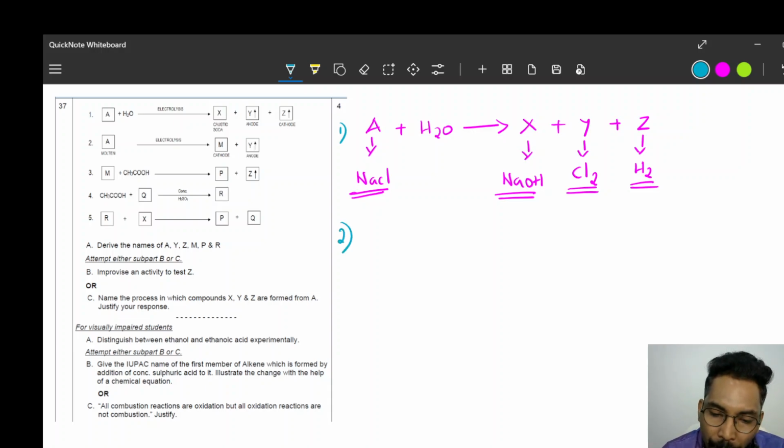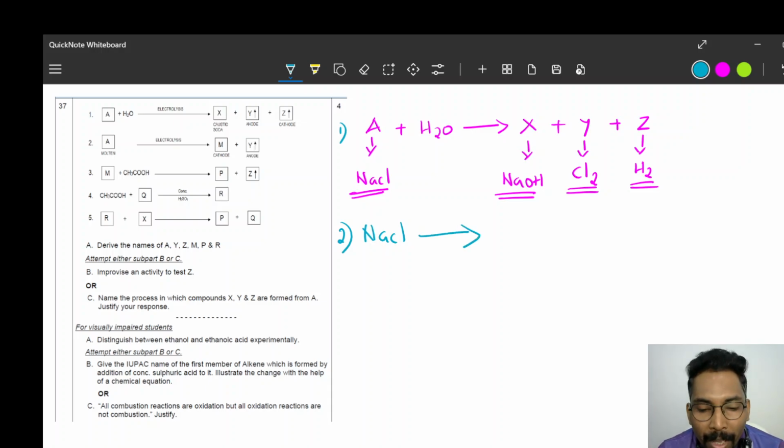Coming to the second one, what is A? NaCl. So molten NaCl undergoes electrolysis. What are the products of electrolysis of molten NaCl? That is used for extraction and refining, purification of highly reactive metals. So you will get that pure metal at the cathode.